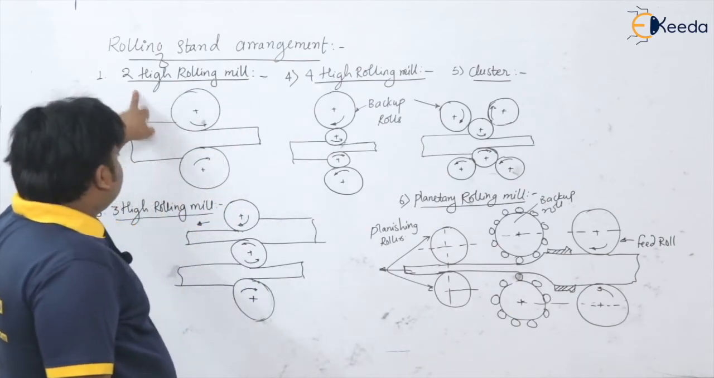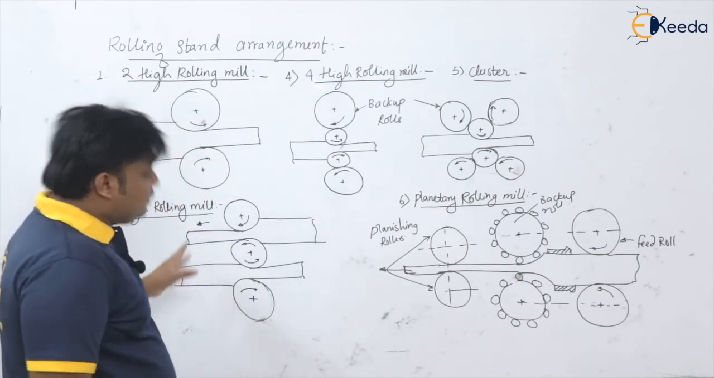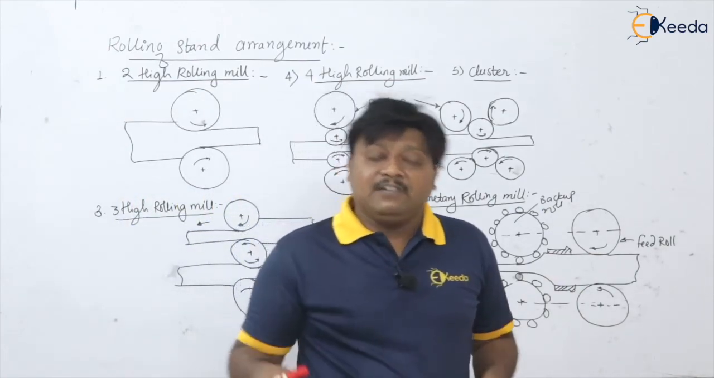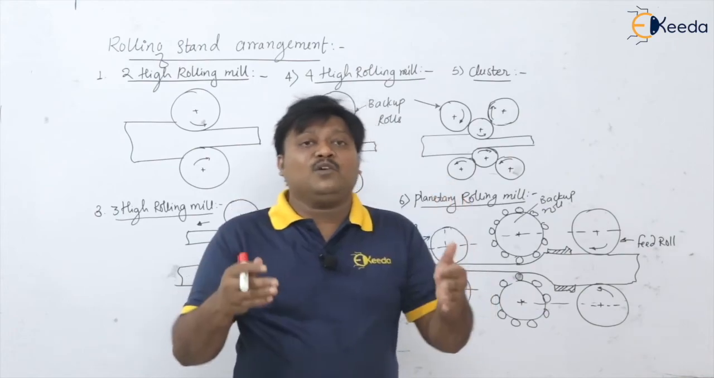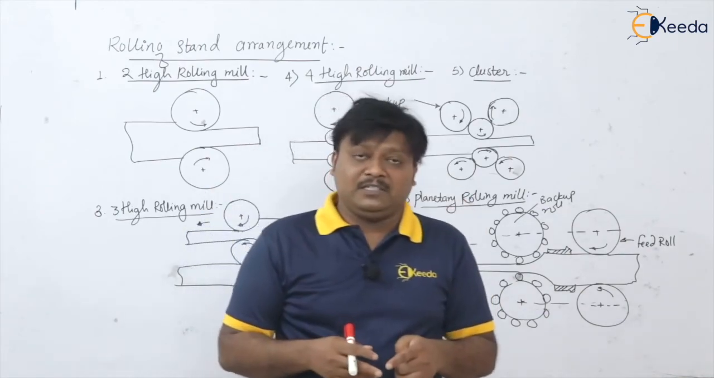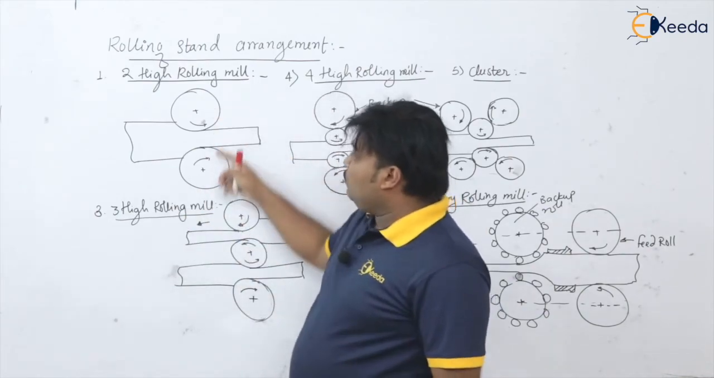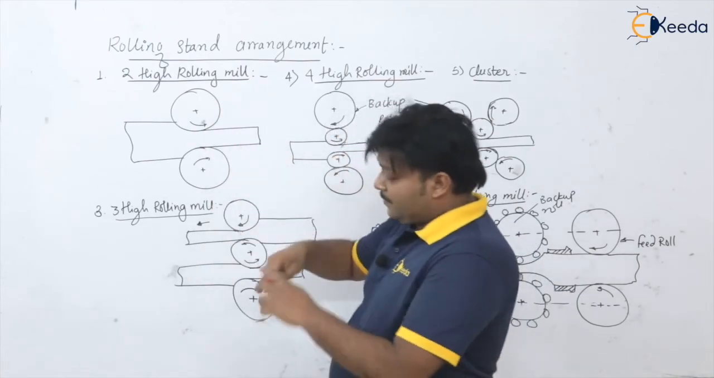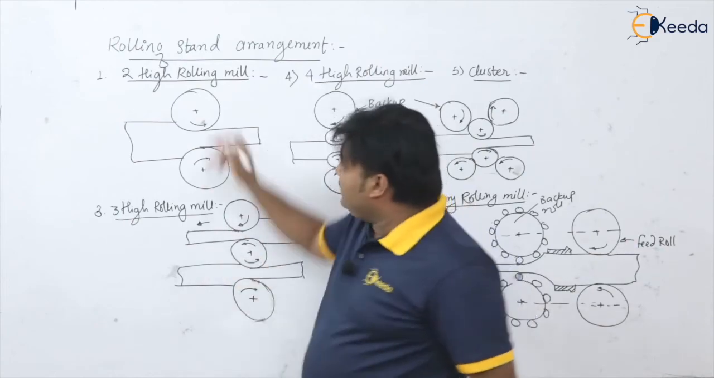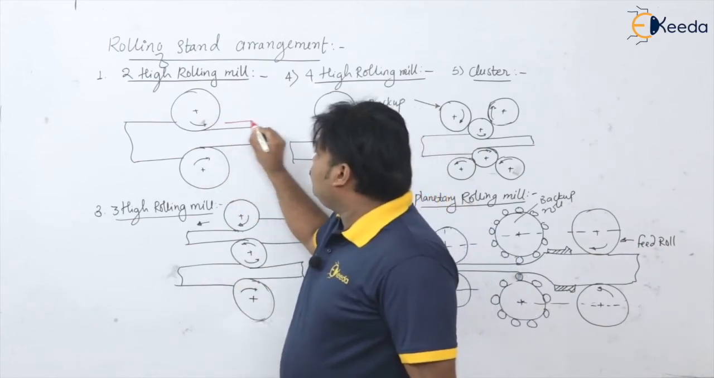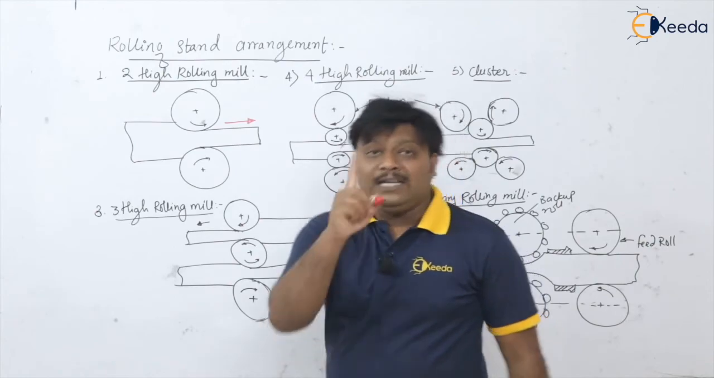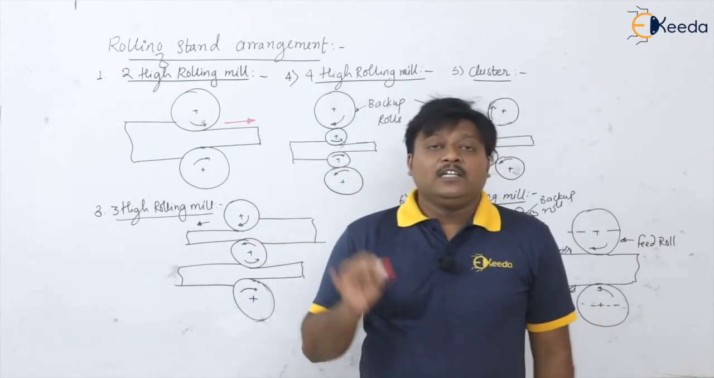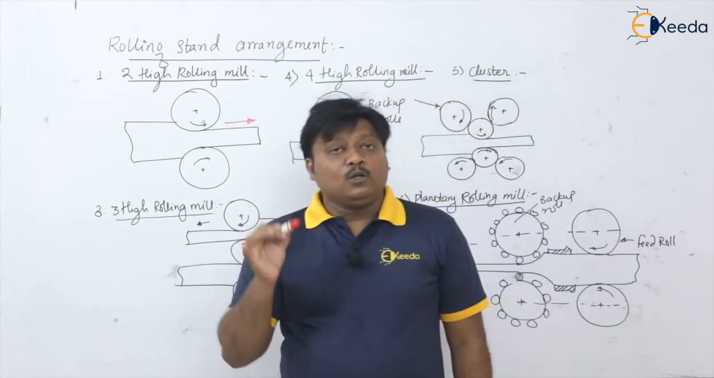See, this is the two high reversible mill. Basically, the name for every arrangement is given from how many rollers are there in the arrangement. Here, two rollers are there, that's why the name is two high rolling mill. Why only two high? There are two rollers and it is moving only in one direction, and this is the most commonly used rolling mill, that is the two high rolling mill.